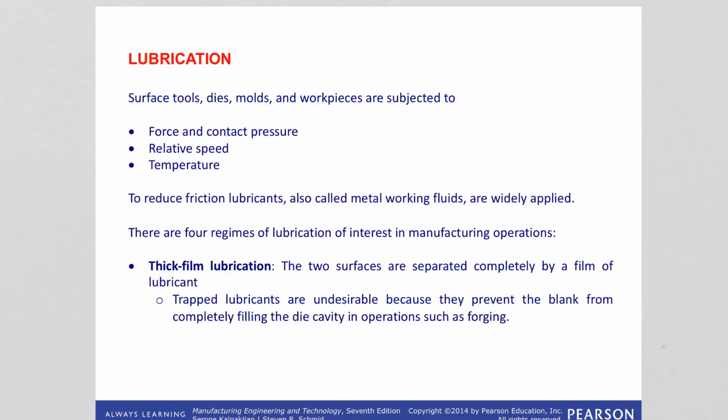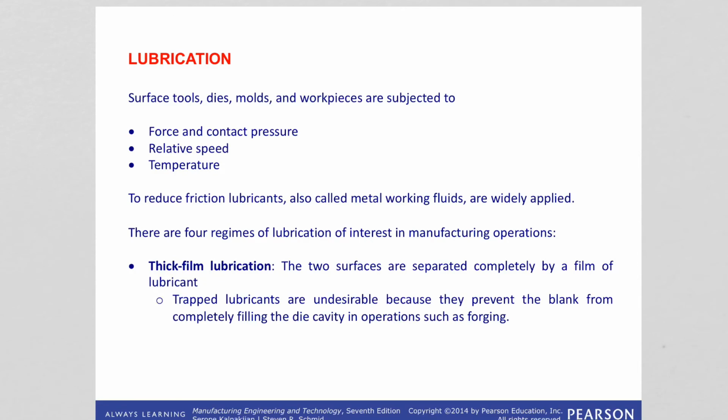So how can we reduce friction? Because we know the surfaces of tools, dies, molds, and workpieces are subjected to forces and contact pressures at different magnitudes. There is going to be relative speed between the parts. They are also exposed to temperatures. So all these parameters are important in the reduction of friction and wear. And besides that, there are lubricants we can use, which we also call metalworking fluids.